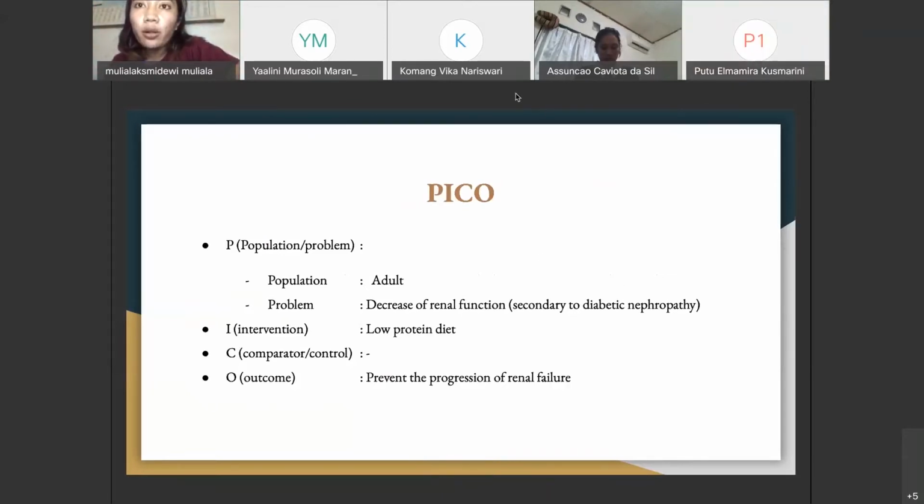Okay, for the PICO of the scenario, the first is the population or the problem. The population is adult. The problem is decrease of renal function secondary to diabetic neuropathy. The intervention is low protein diet, and the comparator or control is nothing. And the last, the outcome, is prevent the progression of renal failure. Next.